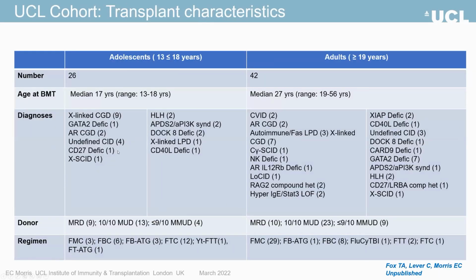And just in a bit more detail here, we had an adolescent cohort of 26 patients between the age of 13 and 18, and 42 patients who were over the age of 19 at the age of transplant. The majority of patients had unrelated donors and all patients had reduced intensity conditioning regimens, none quite as complicated as the NIH regimens, and predominantly based on FMC, so fludarabine, melphalan, and alemtuzumab, or fludarabine, busulfan with either alemtuzumab or ATG. Almost all of our patients had serotherapy for T cell depletion.